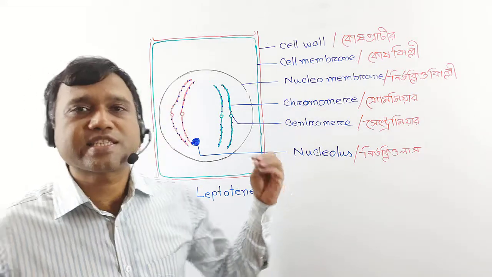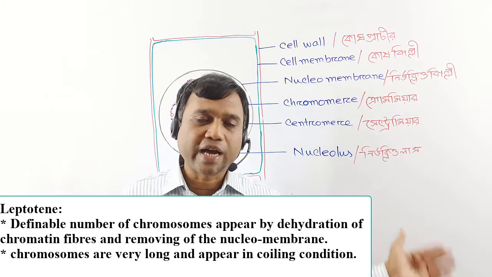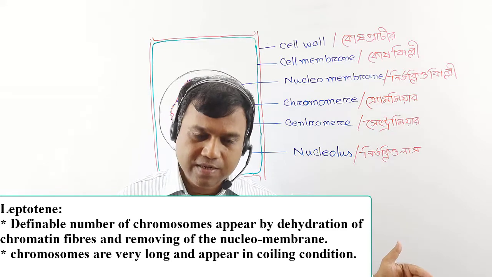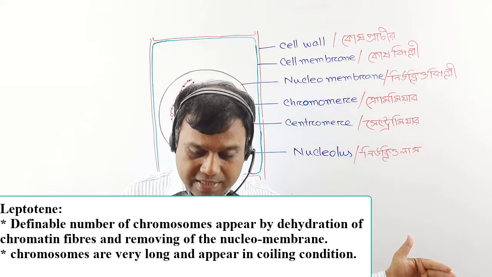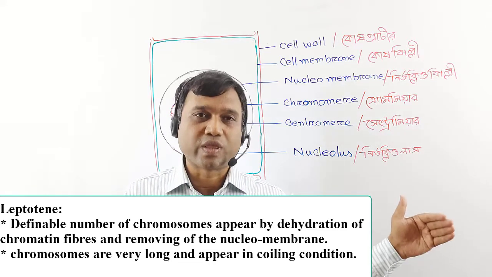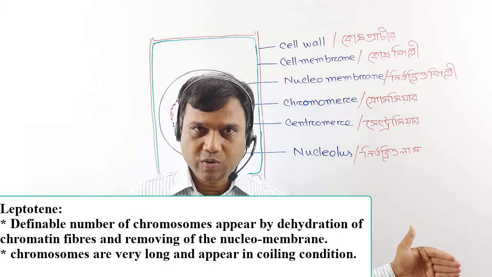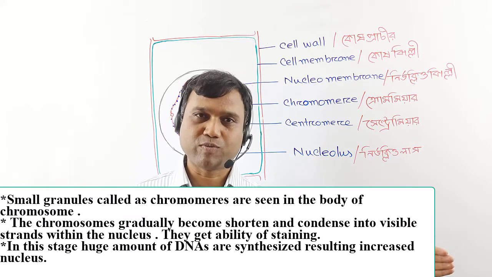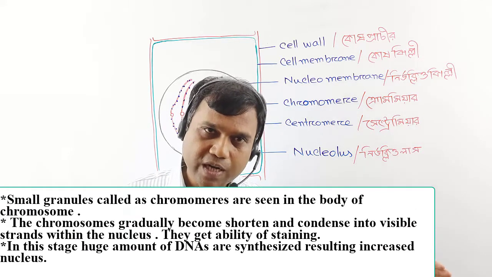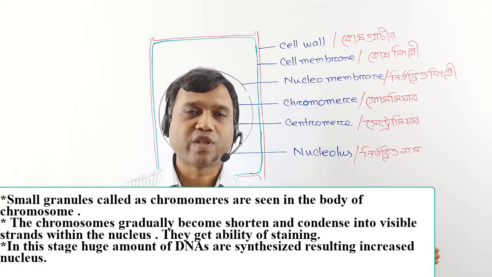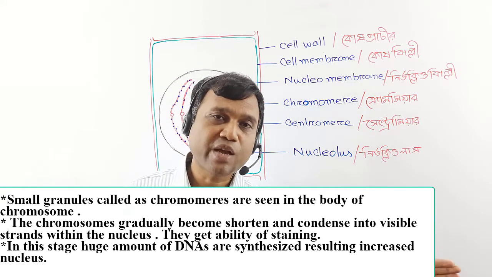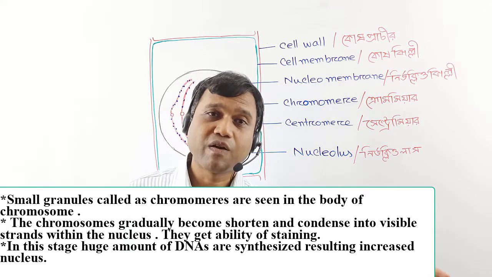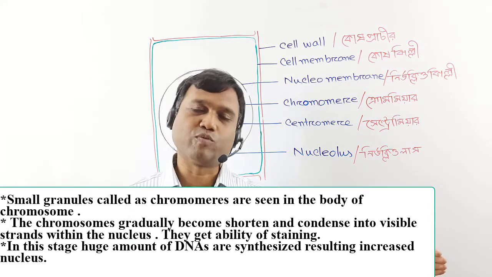So in this substage we can find these characteristics. At first, the size of the nucleus increases, then the chromatin fiber breaks down and produces a specific number of chromosomes. By reducing water, the chromosome gradually becomes thick and short. The nuclear membrane and nucleolus remain unchanged, and chromomere is found on the chromosome.